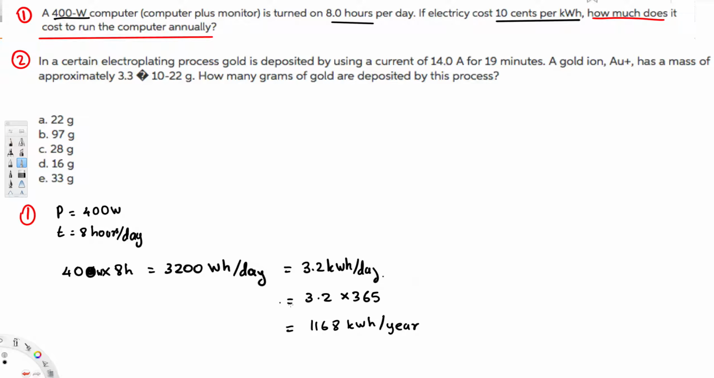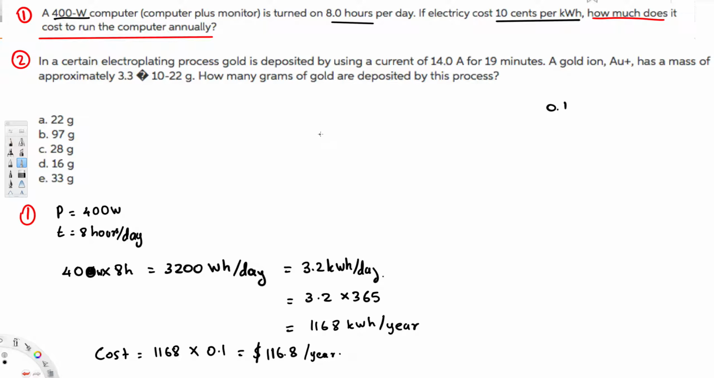Now all we have to do is multiply this amount by the price, because we have to know how much it costs. So the cost is going to be 1168 kilowatt hour per year times 10 cents. 10 cents is equal to $0.1, because 100 cents is equal to $1. So we multiply by $0.1, and that's going to give us, in dollars, 116.8, and that's how much it costs per year. And that's how we do this kind of problem.